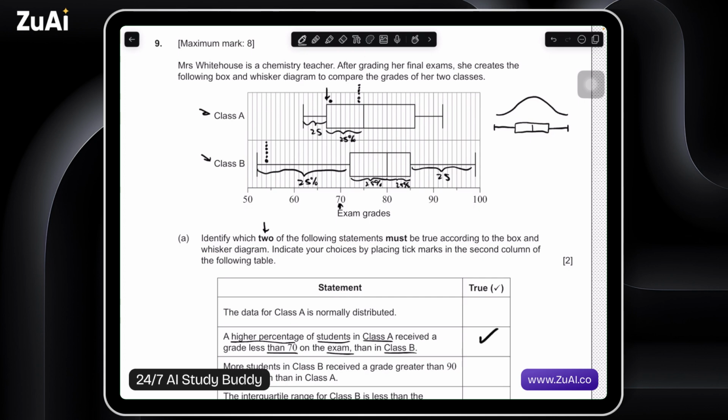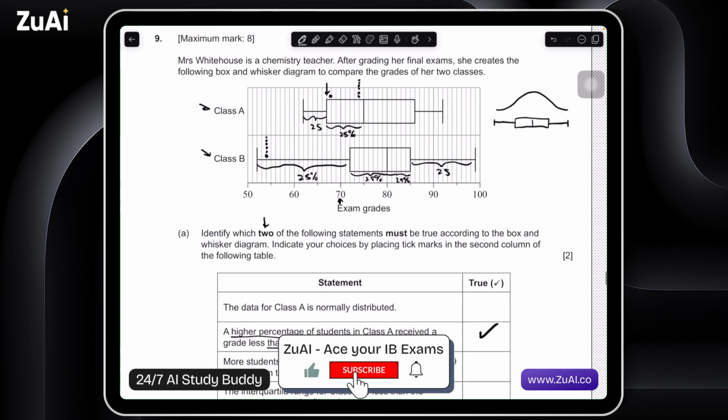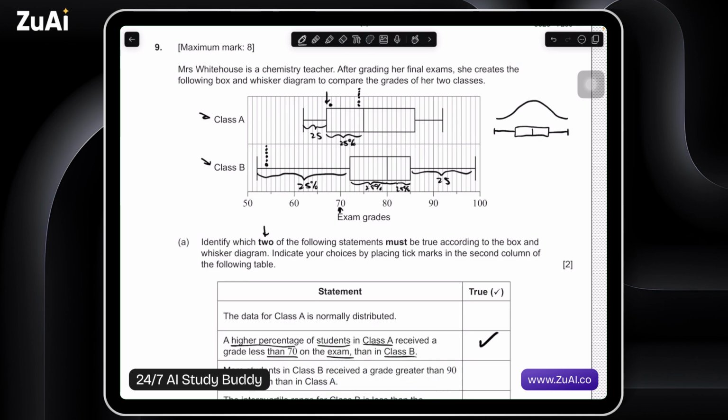A higher percentage of students in class A received a grade less than 70. More students in class B received a grade greater than 90 on the exam than class A. What do we know? We know the highest grade was in class B. It has a higher maximum. But is it necessarily the case that more students in class B received a grade greater than 90? This is a grade greater than 90.